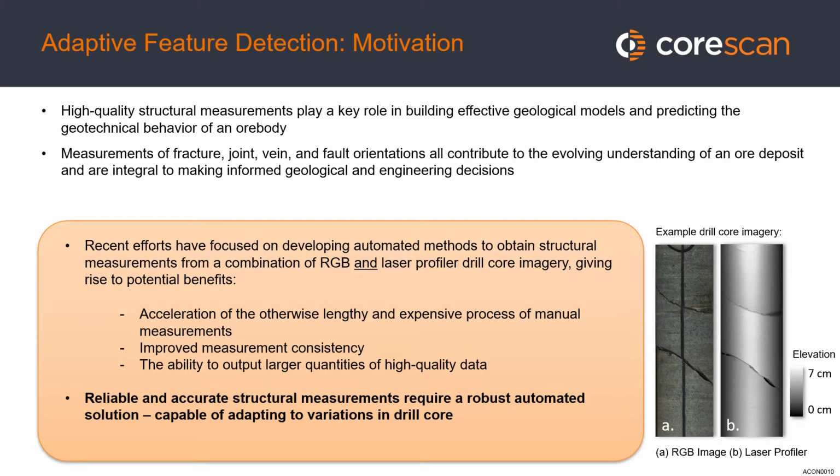Recent efforts have focused on developing automated methods to obtain structural measurements from a combination of RGB and laser profiler drill core imagery, examples of which are shown to the right. Obtaining structural measurements in an automated fashion gives rise to some potential benefits over the standard industry practice of collecting structural measurements manually. The first of which is acceleration of the otherwise lengthy and expensive process of taking manual measurements. Additionally, it can help to improve measurement consistency. As well, it also enables us to output larger quantities of high-quality data like never before.